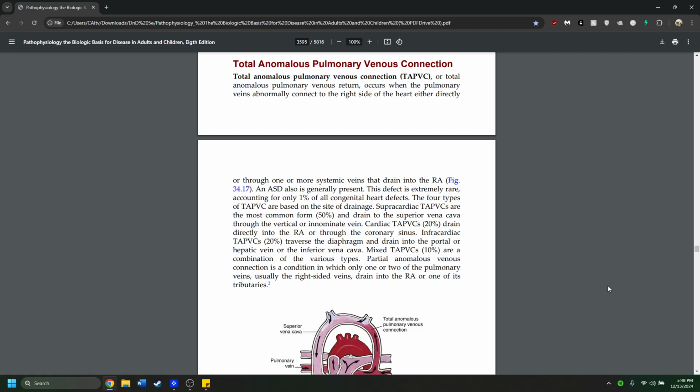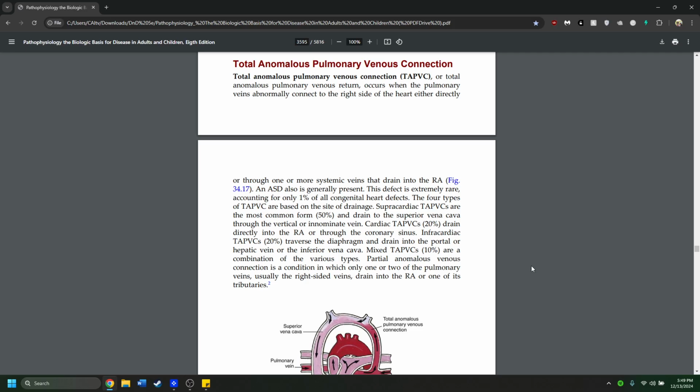The four types of TAPVC are based on the site of drainage. Supracardiac TAPVC is the most common form, 50%, and drains to the superior vena cava through the vertical or innominate vein. Cardiac TAPVC, or 20%, drains directly into the right atrium or through the coronary sinus. Infracardiac TAPVC, 20%, traverses the diaphragm and drains into the portal or hepatic vein or the inferior vena cava, and mixed TAPVCs, or 10%, are a combination of various types.